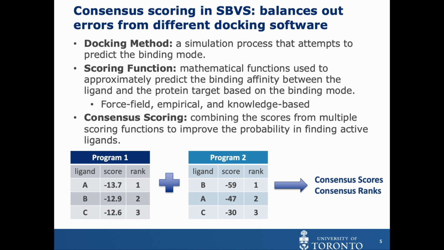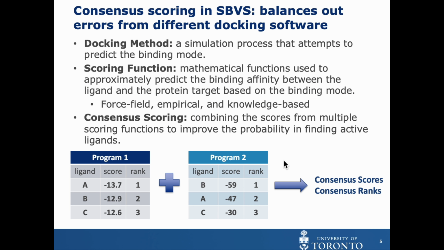Different software use different docking methods and scoring functions. Docking methods simulate the potential binding modes, while scoring functions use mathematical functions to estimate the binding affinity between the ligand and the target protein based on these modes. There are three main types of scoring functions: force field-based, empirical, and knowledge-based scoring function. Force field-based scoring functions are based on physical atomic interactions, while empirical scoring functions are based on a set of weighted energy terms. And knowledge-based scoring functions use statistical mechanics to predict binding affinities.